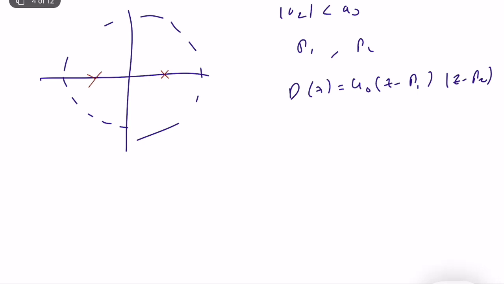Okay, so let's analyze different conditions and try to have an idea about the stability. If my poles are all inside the unit circle, I can compute two different quantities: D(1), and D(-1). What I will do is just look at their signs.